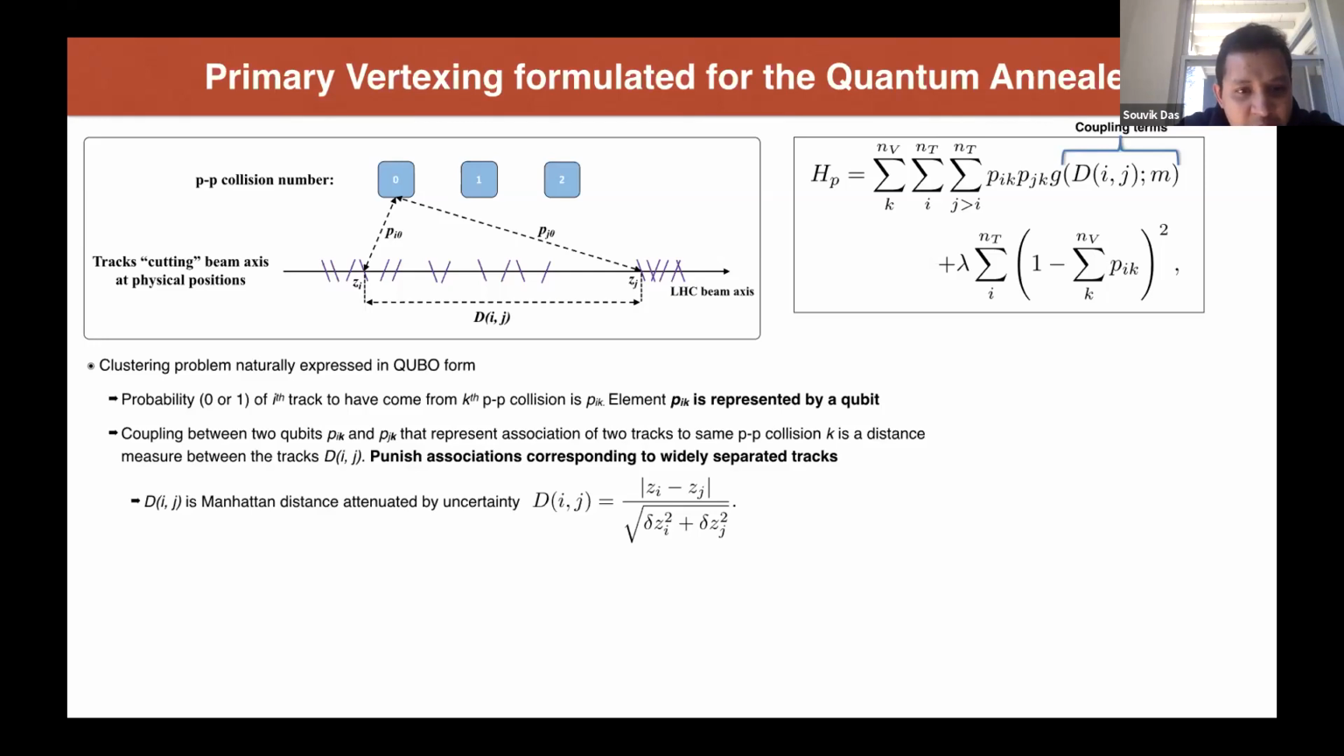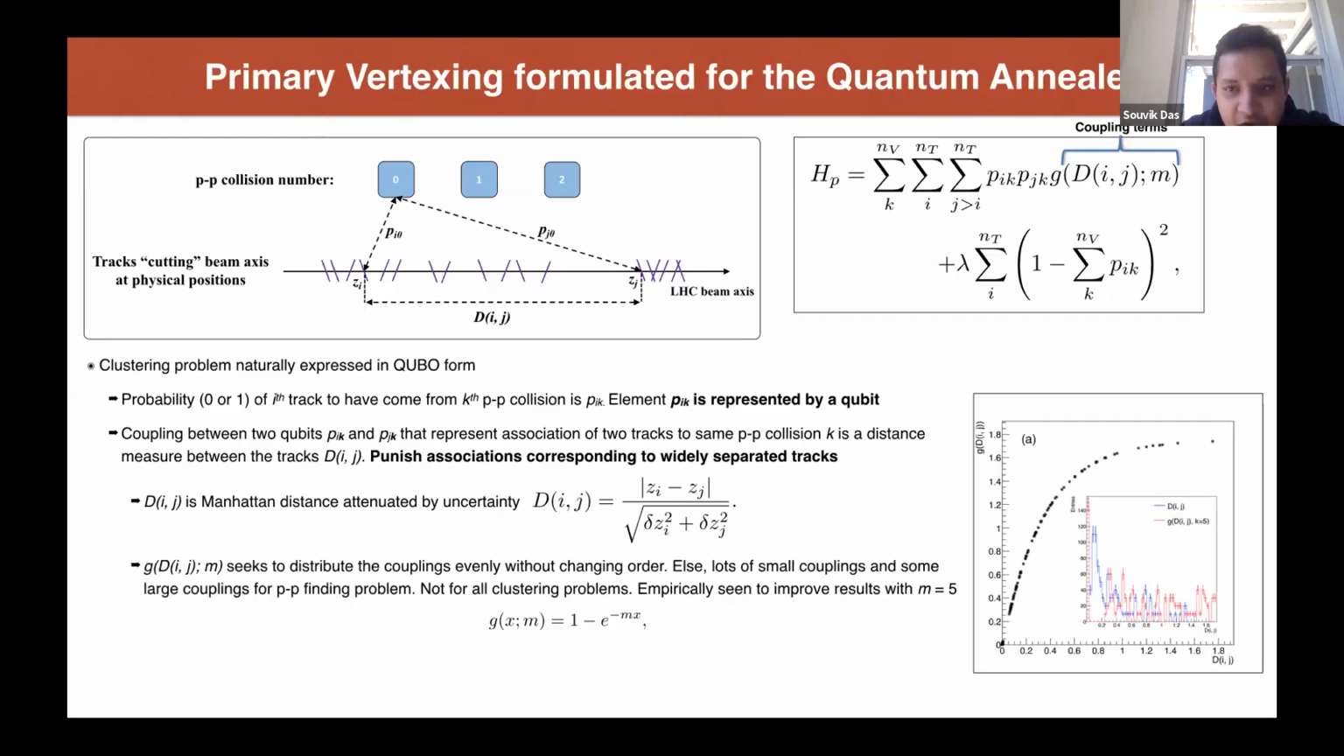And then the coupling between two qubits, Pik and Pjk, represents the association of these two tracks to the same collision vertex k. And that weight is the distance between these two track cuts, the Zi and the Zj, which means that this will be energetically unfavorable or punishing for associations between two widely separated tracks. And so this Dij is some measure of distance between these two Z cuts of the track. For now, we use the Manhattan distance, just the absolute distance between Zi and Zj of the tracks, normalized by the track uncertainties.